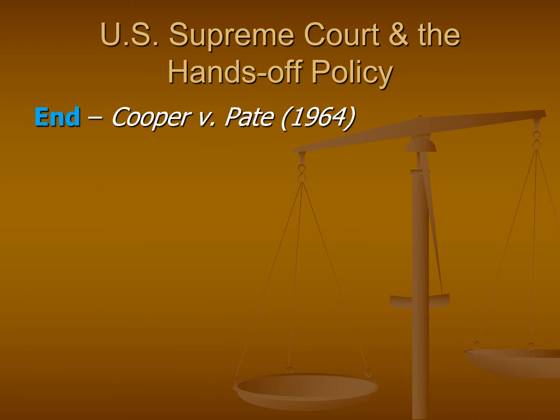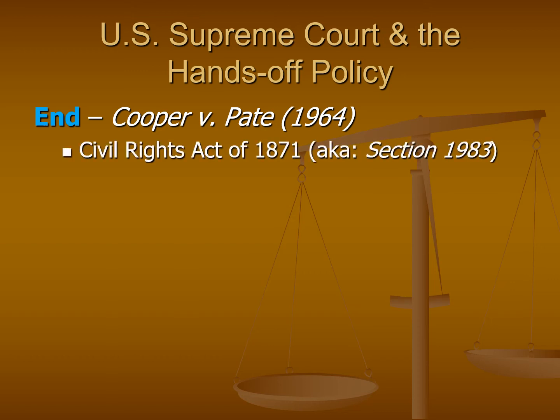Roughly 100 years after Ruffin v. Commonwealth and the beginning of the hands-off policy, which started at the U.S. Supreme Court at the federal level and then spread all across the United States, we start to see the end of this particular policy. And we definitely see the major manifestations of chipping away at the policy in a handful of cases that occurred in the 1960s and the early 1970s. Two of them I'm going to focus on for the sake of this class. One was Cooper v. Pate in 1964, a case out of Illinois.